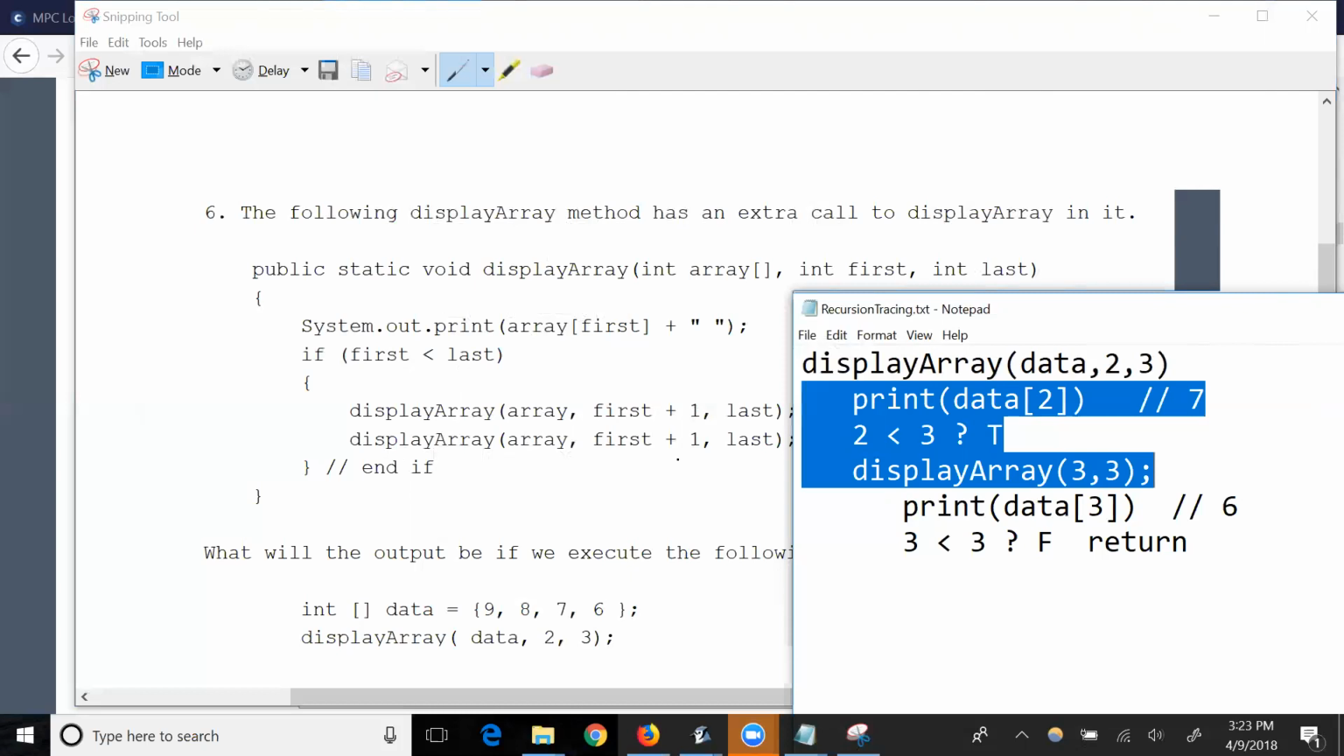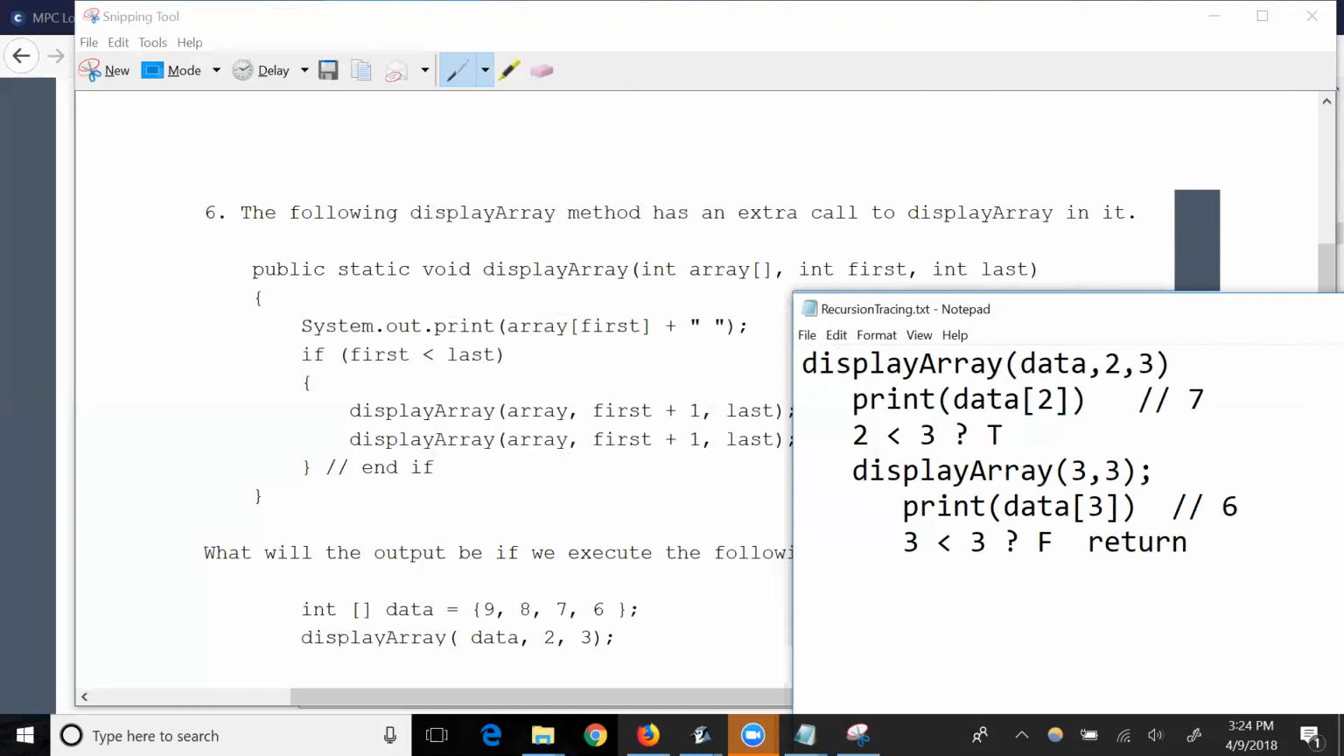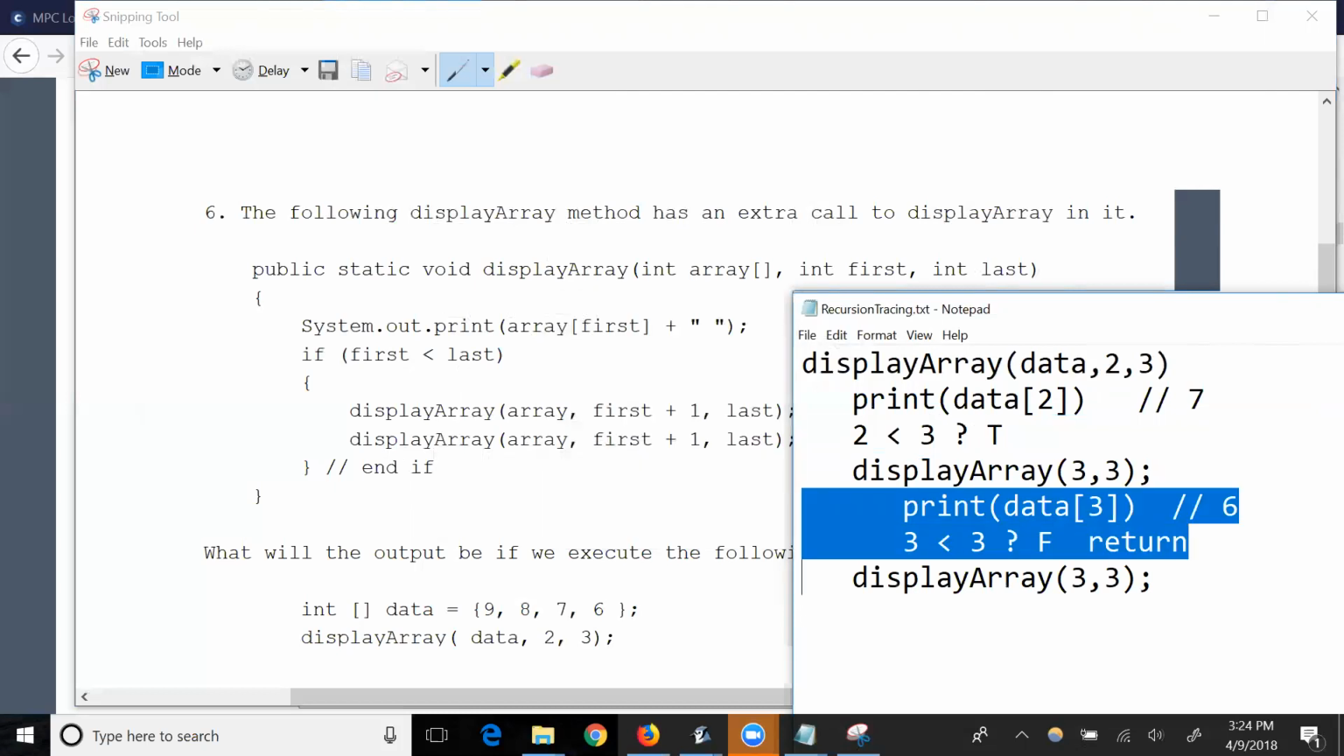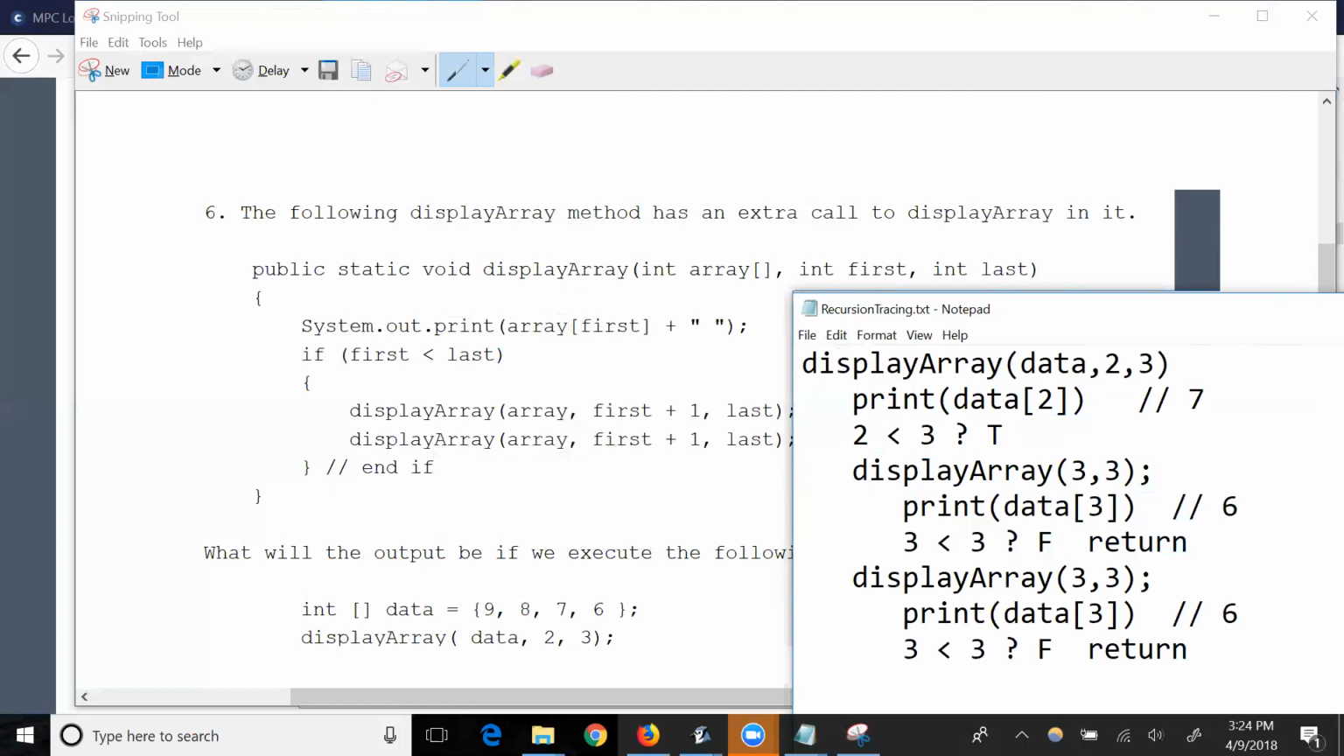So that's a redundancy, it's a mistake or whatever. So we have to actually do display array of 3, 3 again. And that's going to do exactly the same thing as what we just did. We're going to print 6 again, and then return. And when we return that time, we're finished because we did that whole thing. We're finished with the display array of data of 2, 3. That's 6.